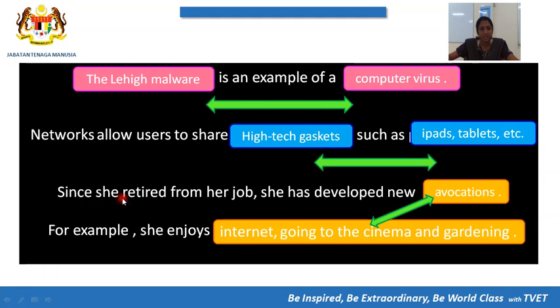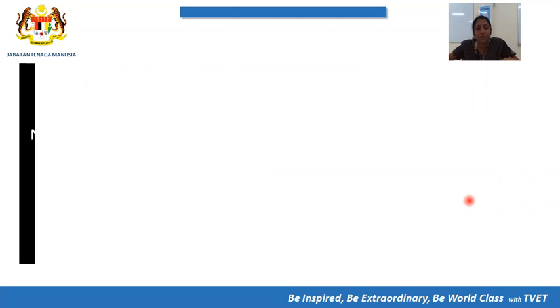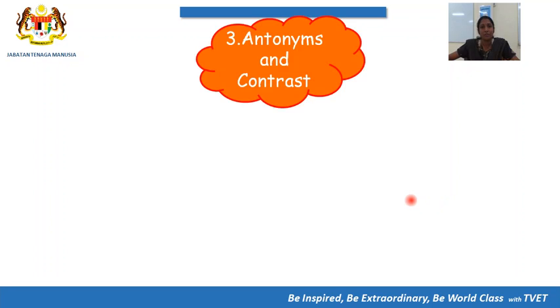Since she retired from her job, she has developed new avocations. What's avocation? Hold on. For example, she enjoys internet, going to the cinema, and gardening. So those are avocations, means the examples. Got it? Good job. Okay, let's move on to the next one.